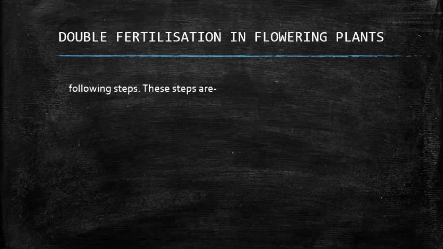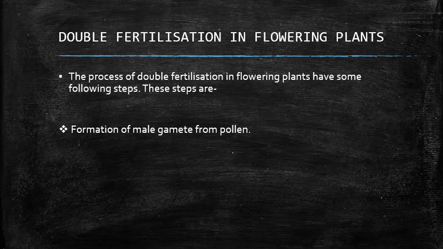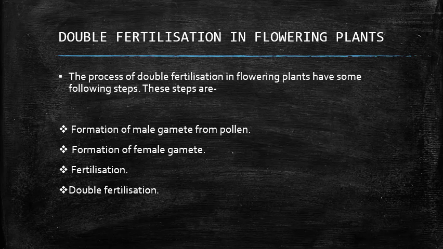Double fertilization in flowering plants. Double fertilization is a process by which all flowering plants undergo sexual reproduction. In the double fertilization process, there are several steps: formation of male gamete from pollen, formation of female gamete, fertilization, double fertilization, and changes after fertilization.